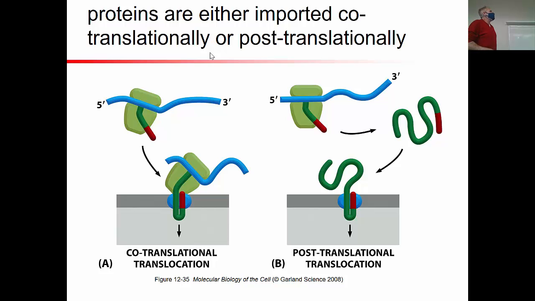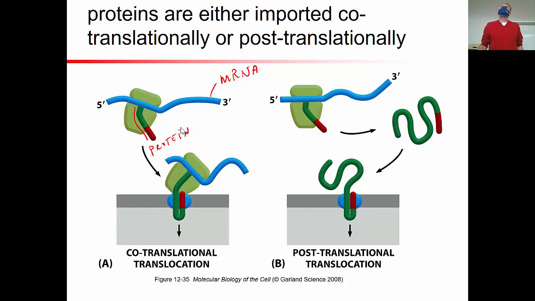So what this is looking at is the blue line shown 5' to 3'. What do you think that might be? That's our mRNA, right? The messenger RNA, which is going to be translated. The green thing is our ribosome, the big green blob. And then this here in green and red is the actual protein.